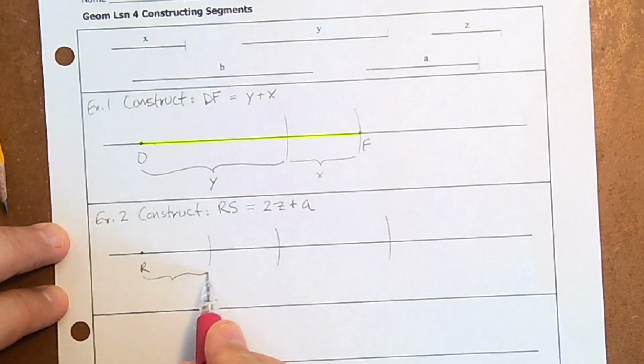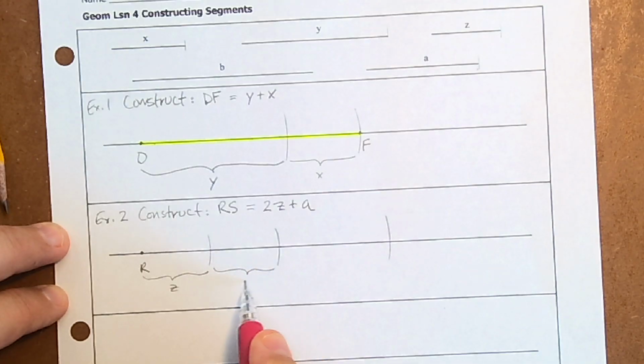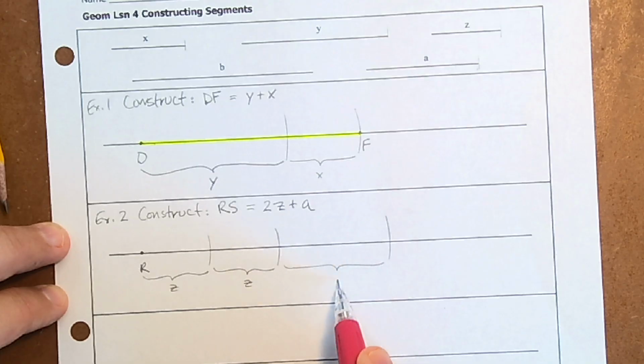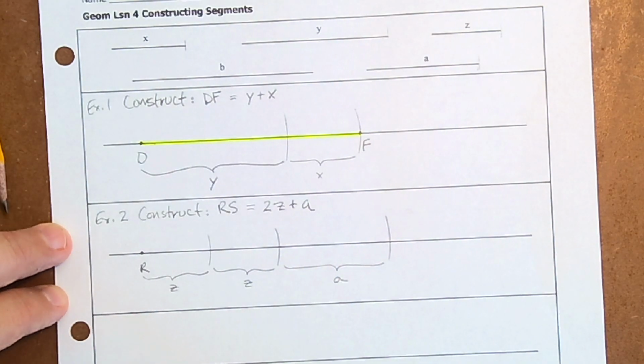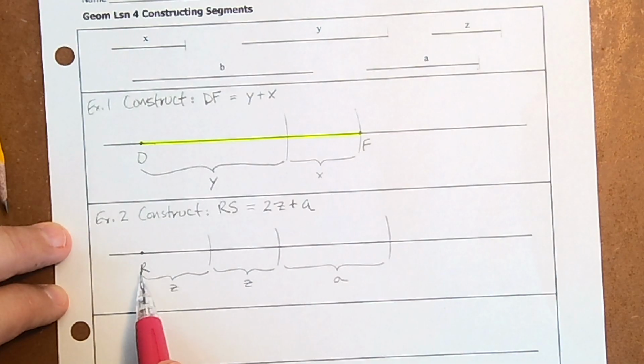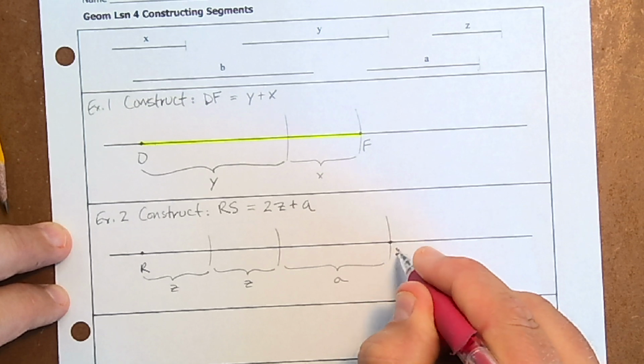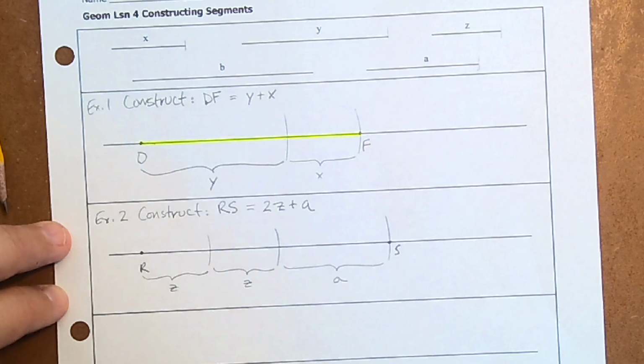I know that I've got a Z length. I know that I've got a Z length. I know that I've got an A length. So my line segment from R goes a Z and an A. I'm good. 2 Z's and an A. I can put my point out here. I can put my capital S for my line segment RS.